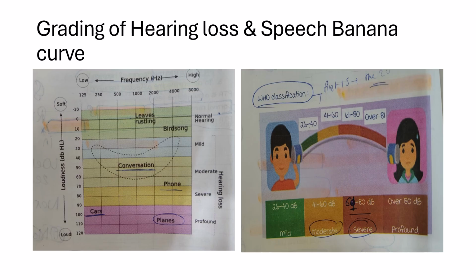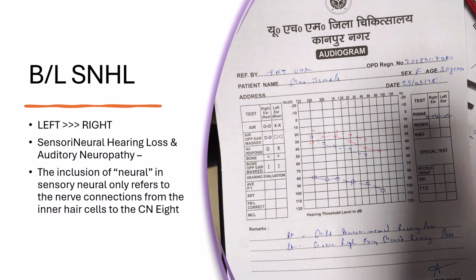Okay. Now, when we come to this, we have the first PTA graph. This is a graph of bilateral SNHL. So first we go towards the graph. In this graph we see that this is the right ear. The right ear is seen in red, and the left ear is in blue. Now we see that both the ears are affected because both of them are below 25 decibel.